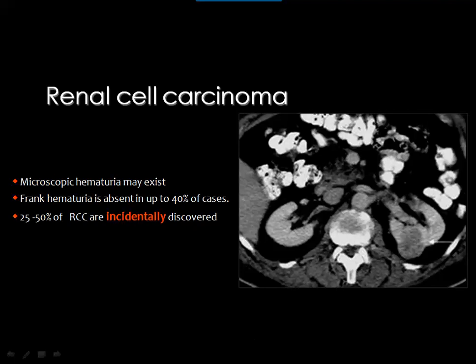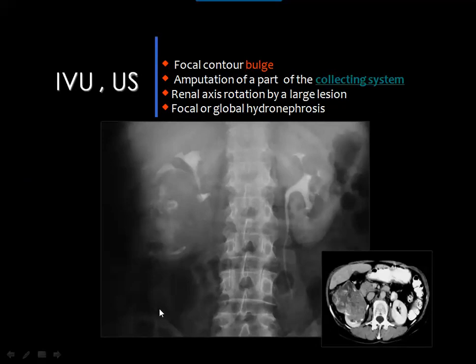Then, as I have mentioned, as many as 25 to 50% of renal carcinomas are incidentally discovered during abdominal examination. Then frank hematuria is absent in about 40% of the cases, and microscopic hematuria may be seen. Then this is the appearance of the renal cell carcinoma on IVU and CT scan. And here you see what I have mentioned: destruction and amputation of the calyceal system in the lower part of the right kidney, with a suggestion of a soft tissue tumefaction here.